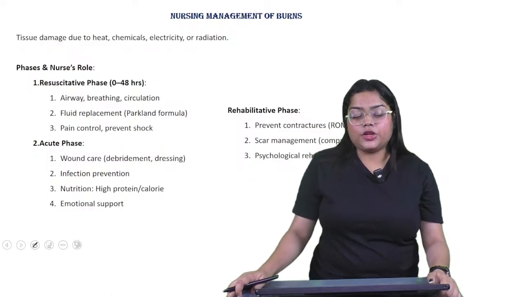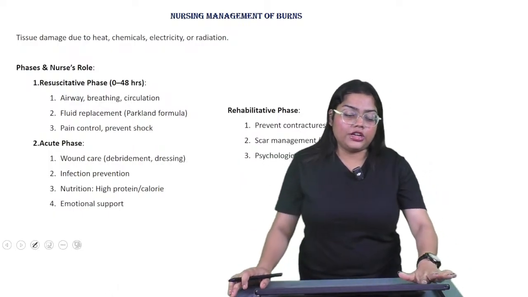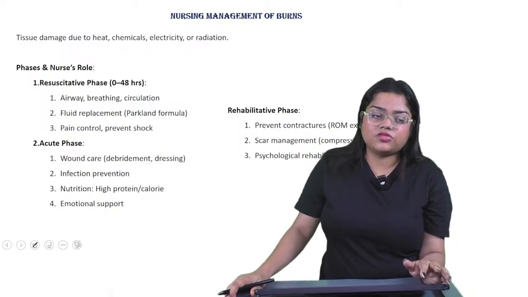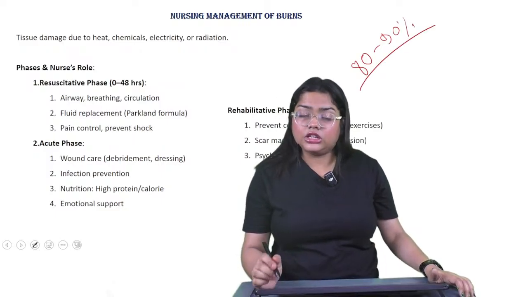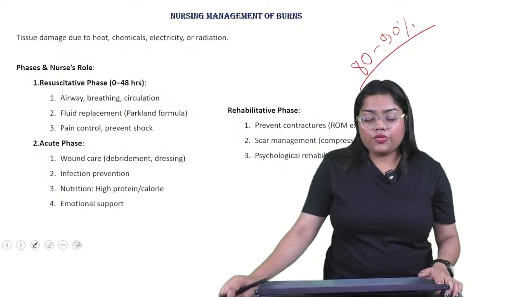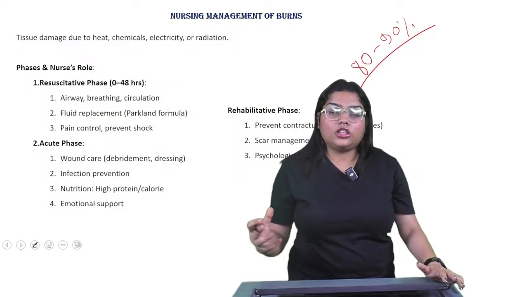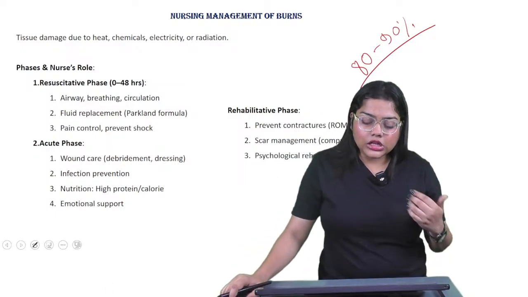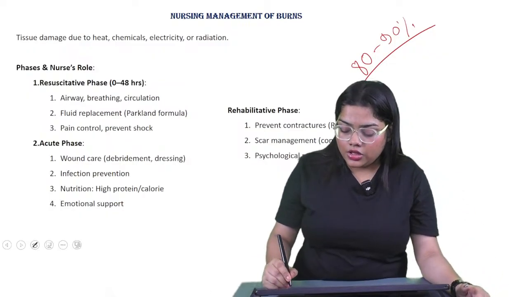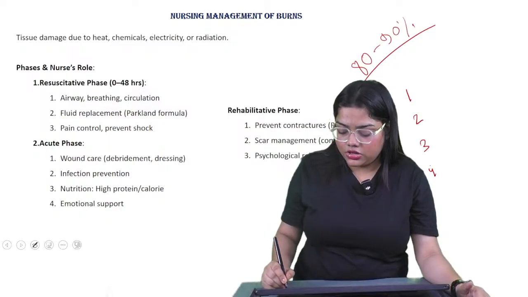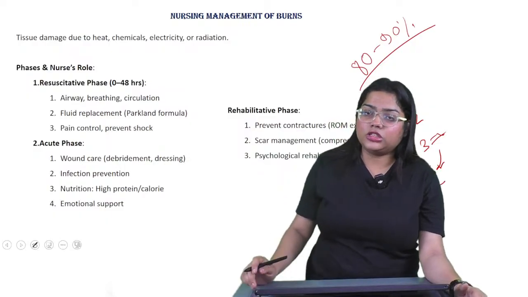Next is nursing management of burns. As we know, burns are among the most severe cases, especially third degree burns. Most patients, like 80 to 90%, don't usually live after a third degree burn. So what is the definition? Tissue damage due to heat, chemical, electricity or radiation is called a burn. There are types of burn: first degree, second degree, third degree, fourth degree. Actually most burns come under third degree, because up to fourth degree the patient will directly die.